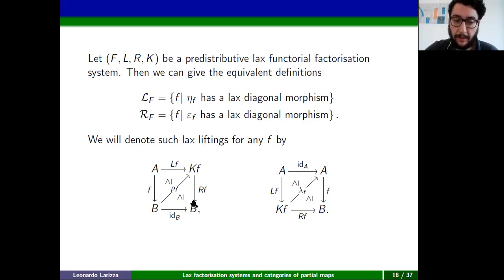And we will denote this particular lifting for the unit and counit transformation by rho F for the one that appears for an element of LF, and lambda F for an element that belongs to RF.